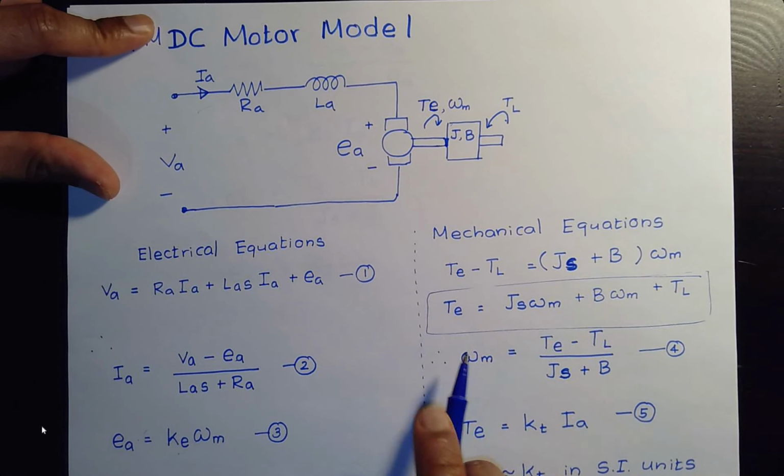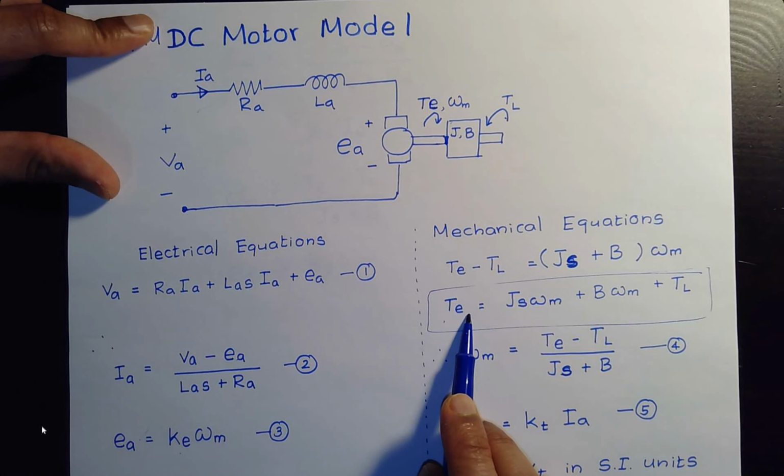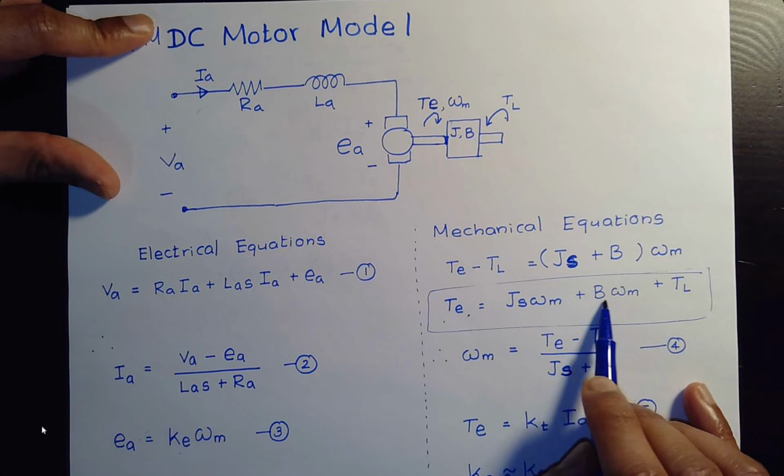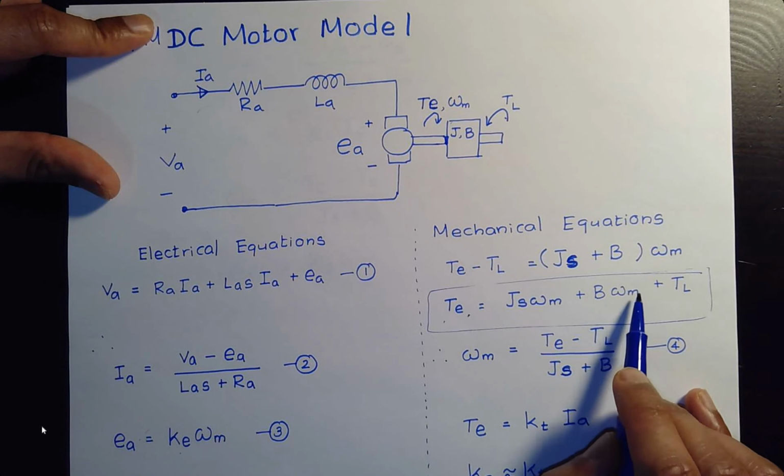You could also write this as TE minus TL. Okay. And then we also have the damping component, B times omega M, the speed dependent torque component, and that results in J times the acceleration, which is S omega M. Again, this is in S domain. Okay. So from this equation, we want to extract the speed.